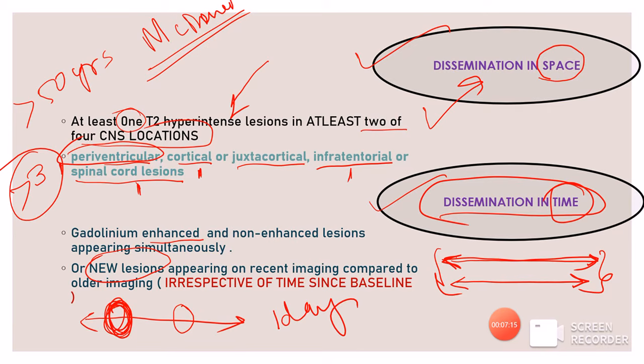Now over here, it does not matter when you do the MRI, whether you are doing it 2 days after, 3 days after, or 30 days after. The time frame has been removed from the criteria of diagnosing MS. Dissemination in time is irrespective of the time frame, and for dissemination in space, it is irrespective of whether the lesions are gadolinium enhancing or not. Just the presence of these lesions is enough for dissemination in space, and the presence of multiple lesions of different chronicity or detecting a new lesion on the next MRI is enough for diagnosing dissemination in time. So this was about the diagnosis of MS using radiology.